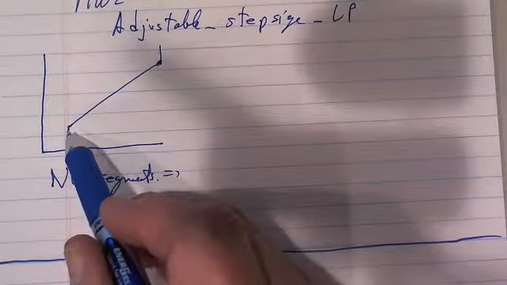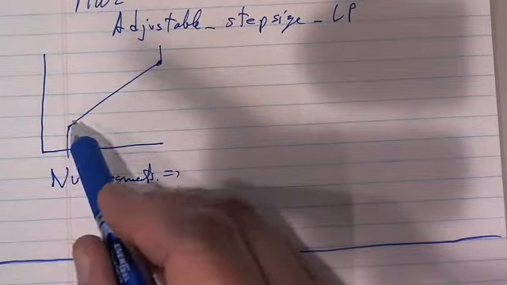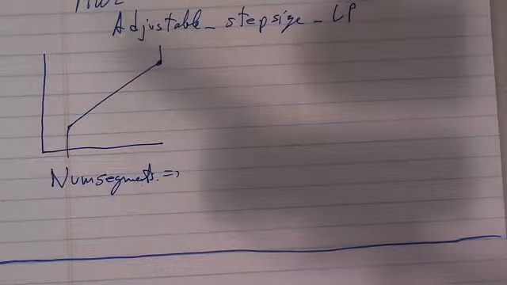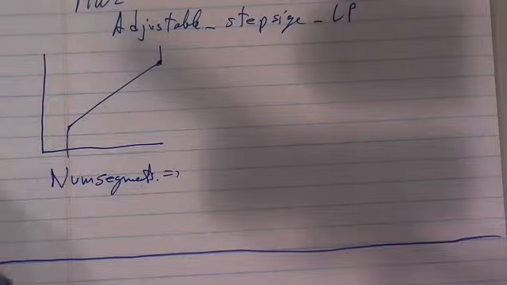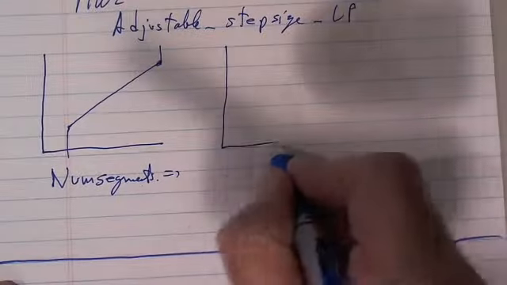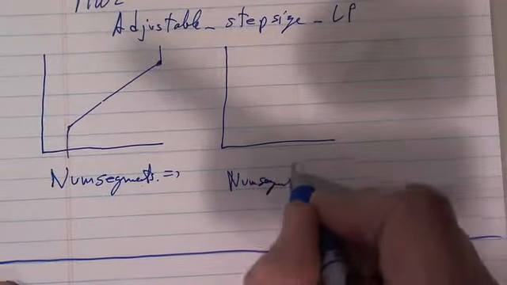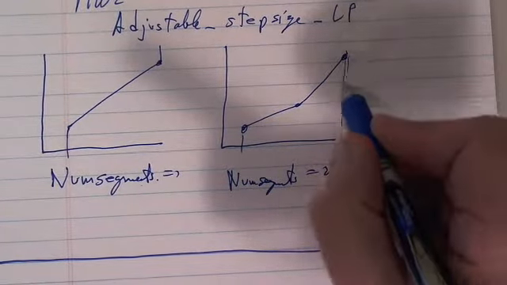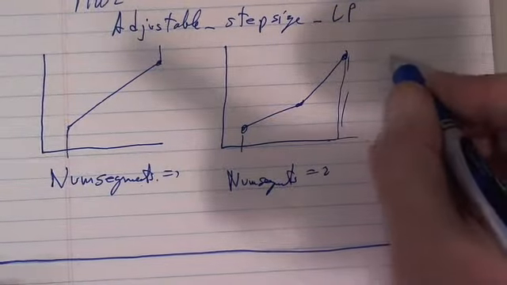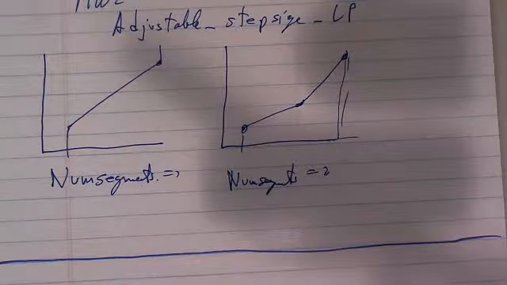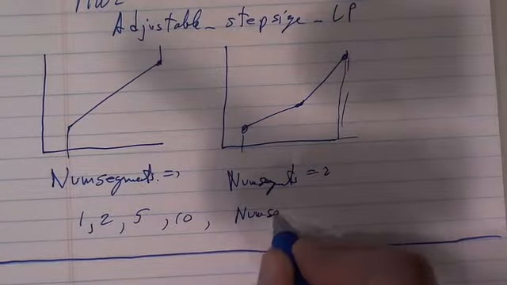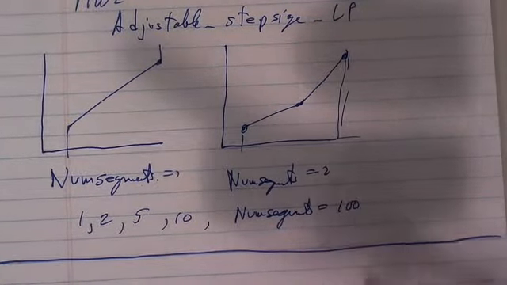Now, what will happen is that all the generators will be either at a limit, upper or lower limit, except one. And one of them will sit between its limits. Then, well, then I can set it to 2. And now I get a different kind of solution. And I can go 3, so I think I'm going to tell you to do it for 1 and 2 and maybe 5 and 10. And you can make num segments equal to 100.